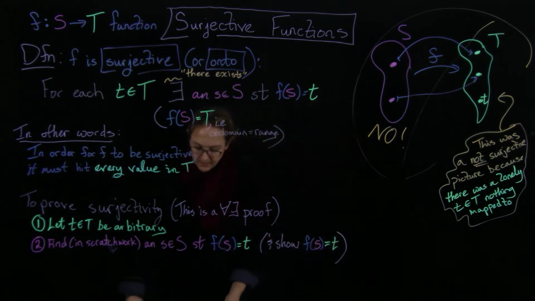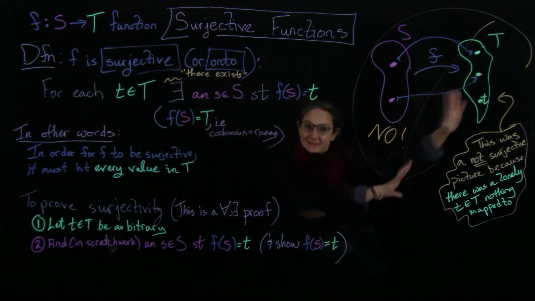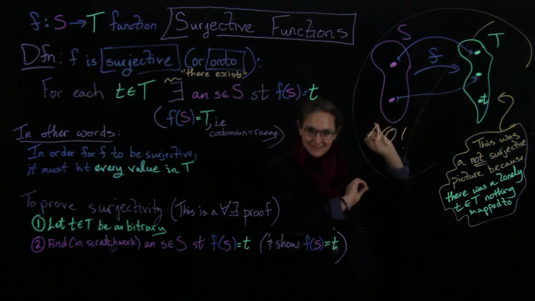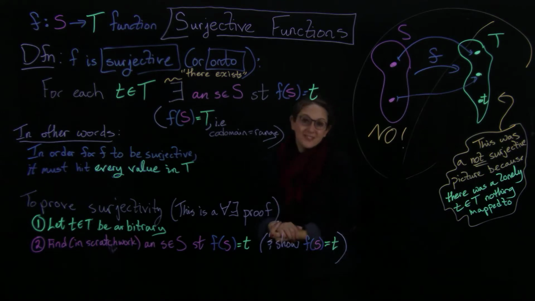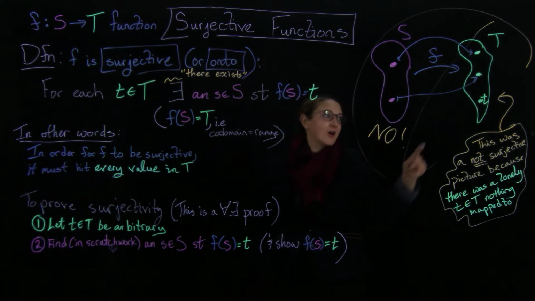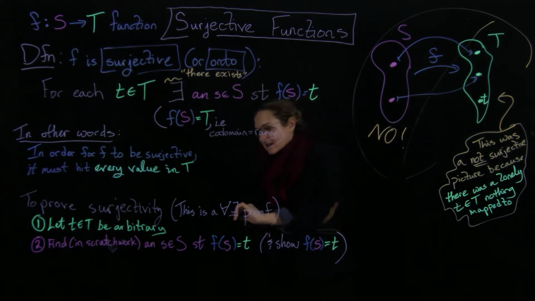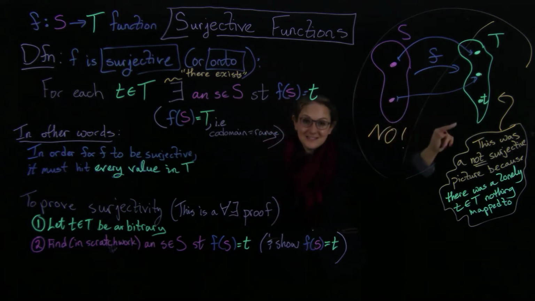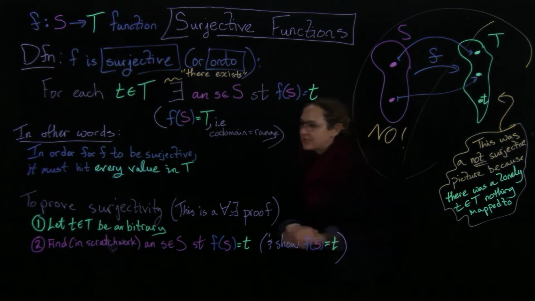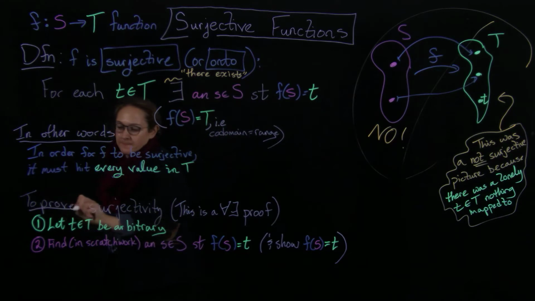Let's talk about this a little bit. Surjectivity means I hit everything in my codomain. There's nothing left untouched. So my codomain is the same thing as my range. Proving it is a for all there exists proof. You need to show that for an arbitrary element in T there exists some s in S that hits it. That's one way to prove surjectivity.